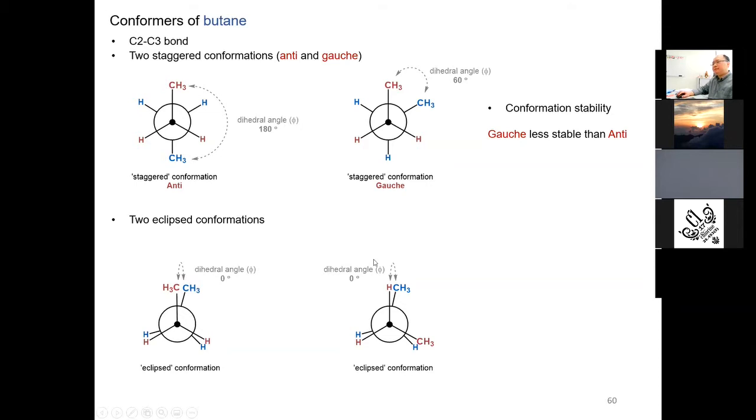Another eclipsed conformation is where the CH3 on the back is eclipsing with one hydrogen, not methyl, in the front, so 0 degrees. And in another pair, the methyl on the front is eclipsing with one hydrogen on the back. So these are the two eclipsed conformations. The difference is that this one is methyl-methyl eclipsing, and this one is methyl-H eclipsing.